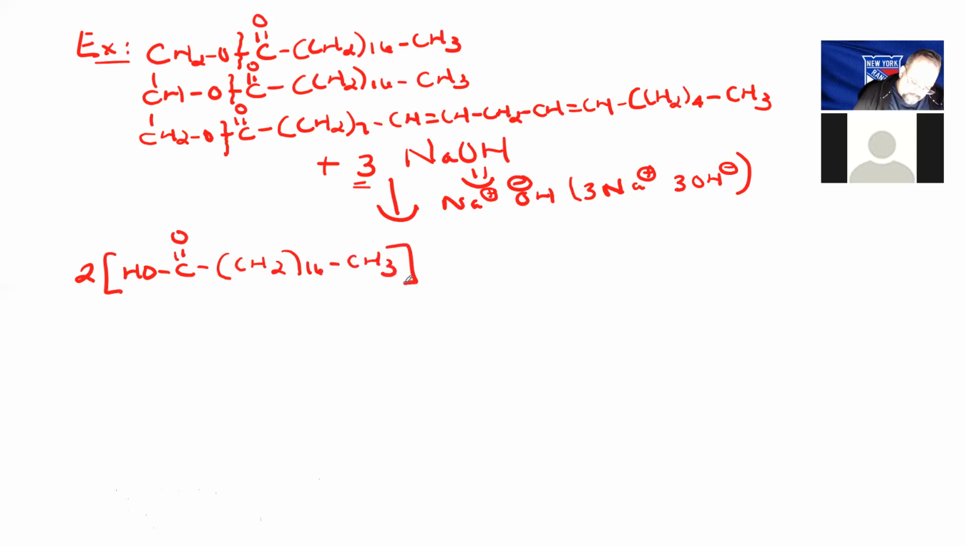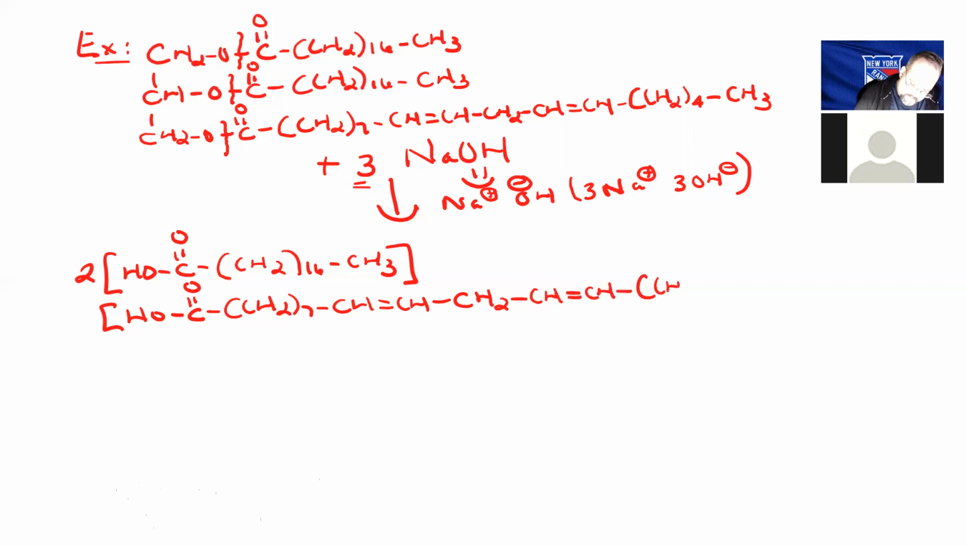So initially, the OH groups of the base are going to take the place of the glycerol portion of the triacylglycerol to give us 3 fatty acids. 2 of them, you'll have C double bond O connected to OH, and then that C double bond O carbon will be connected to CH2 16, and then CH3. The other one, the C double bond O carbon will connect to OH, and then you'll have CH2 7, CH double bond CH, CH2, CH double bond CH, CH2 4, CH3.